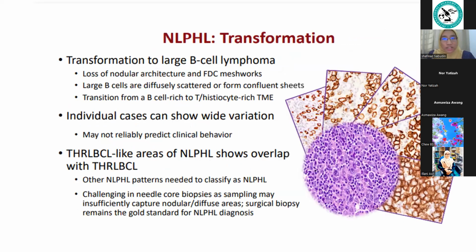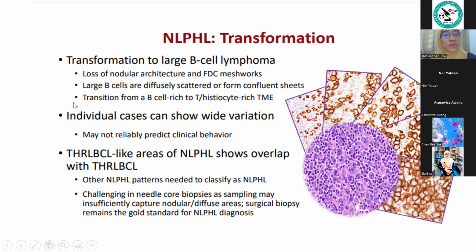Okay, as I mentioned earlier, the importance of recognizing the variant pattern is because they have a higher risk of progression or transforming to a higher grade B cell lymphoma. So when they transform, these are the factors that we need to look for. Loss of nodular architecture and FDC meshwork. The large B cells or the LP cells are diffusely scattered, which is a characteristic of T histiocyte rich large B cell lymphoma, or they form confluent sheets, which is a characteristic of diffuse large B cell lymphoma, transforming into diffuse large B cell lymphoma.